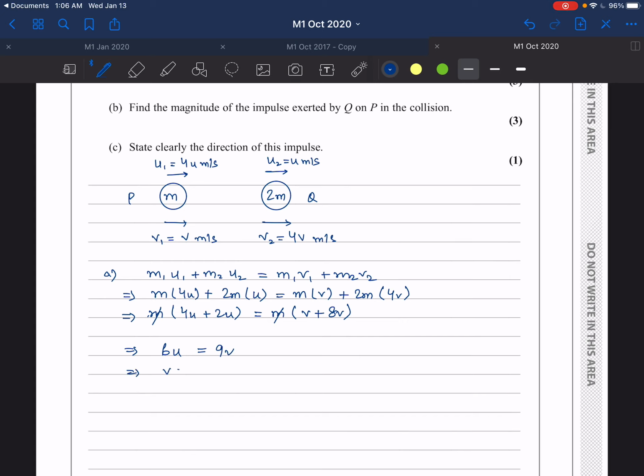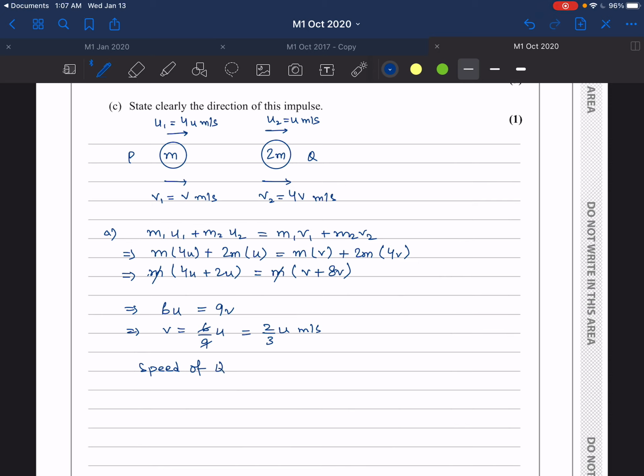So our v will be equal to 6 by 9 u, which is equivalent to 2 by 3 u meter per second. But we are actually asked for the speed of Q, so the speed of Q is 4v, which is equal to 2 by 3 u into 4, which is 8 by 3 u meter per second.